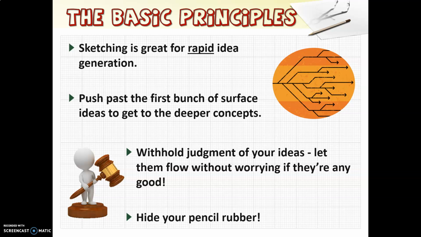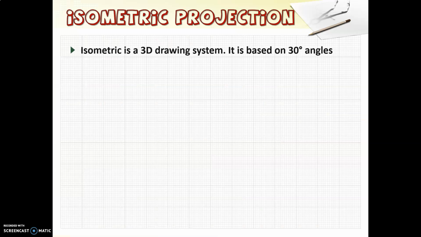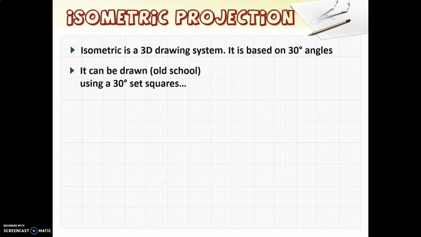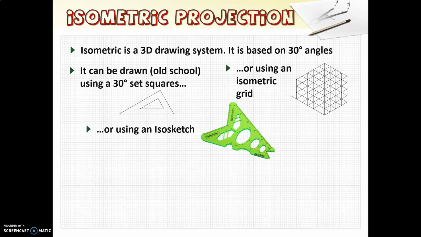Go for it. Okay, let's talk about isometric projection. So this is a 3D drawing system based on 30-degree angles. In days gone past, we would use a set square that looks like this. We can use an isometric grid or isometric paper, and we still use that in class sometimes. We can also use an IsoSketch.